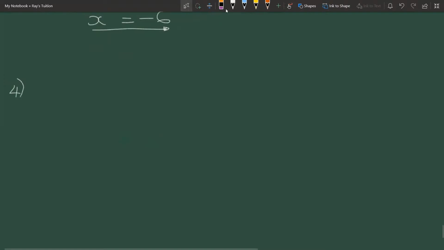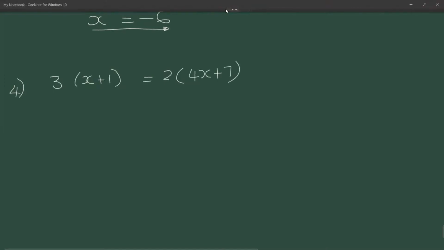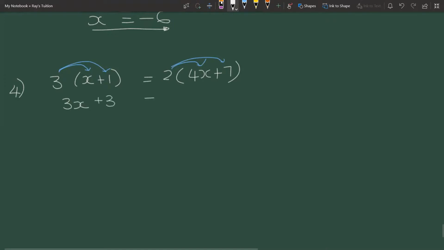Let us have a look at number 4. So for number 4, we have 3 times (x + 1) is equal to 2 times (4x + 7). So we're going to first, once again, start by distributing. We'll distribute the 3 on this side, and we'll distribute the 2 on this side. So 3 times x is 3x, 3 times 1 is 3, 2 times 4x is 8x, 2 times 7 is 14.